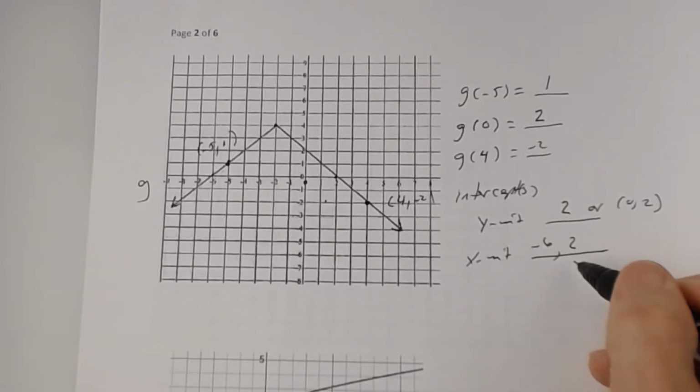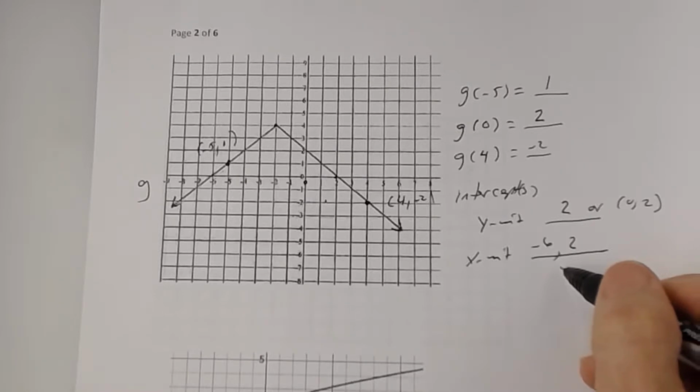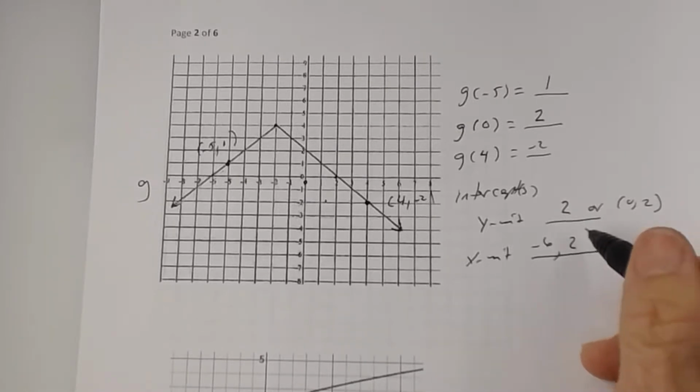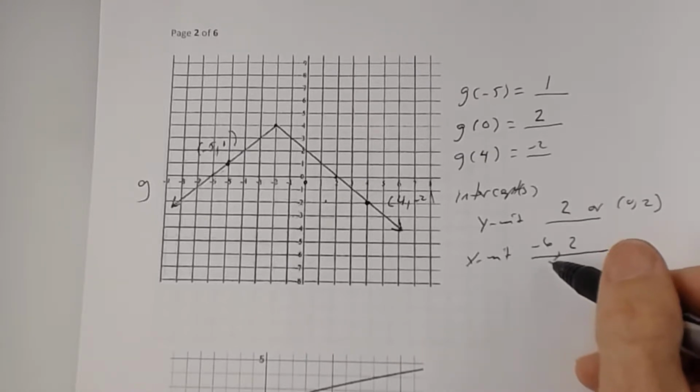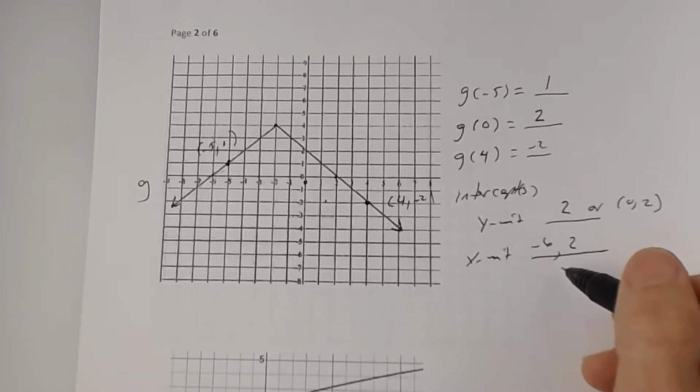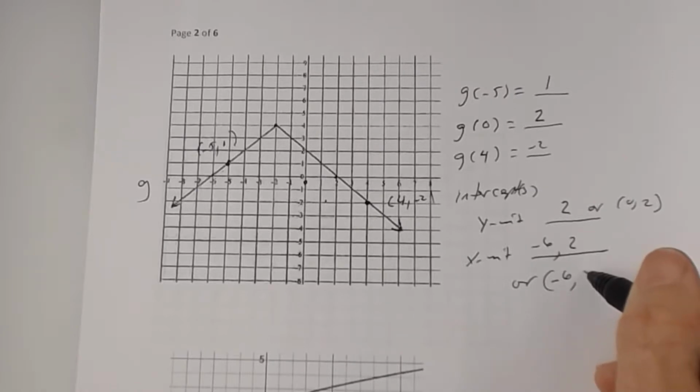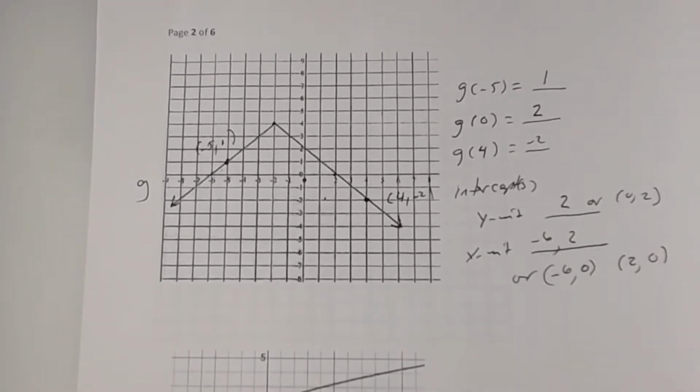Now don't put that in parentheses, because if you put it in parentheses, you're indicating that's a point. So my x-intercept is not the point -6, 2. Now if you want to put this as an ordered pair, then you're going to need parentheses. So you'd say -6, comma what? 0. And then the other will be 2 comma what? 0. So make sure you did not put this one in parentheses.